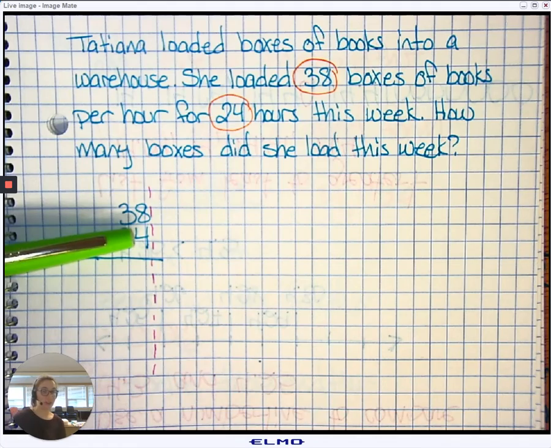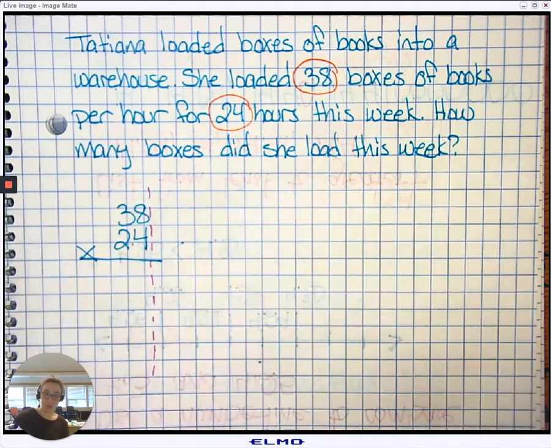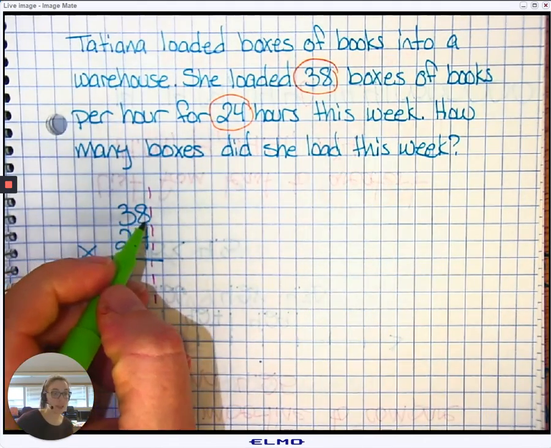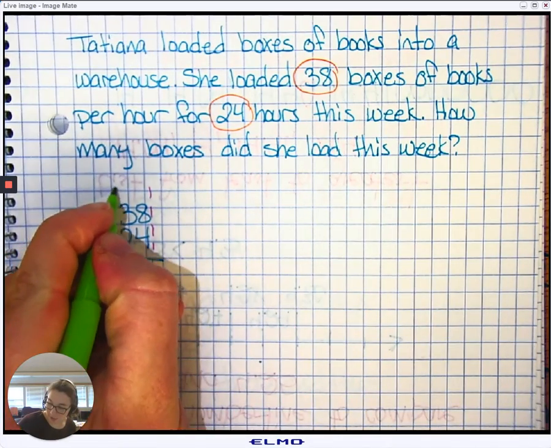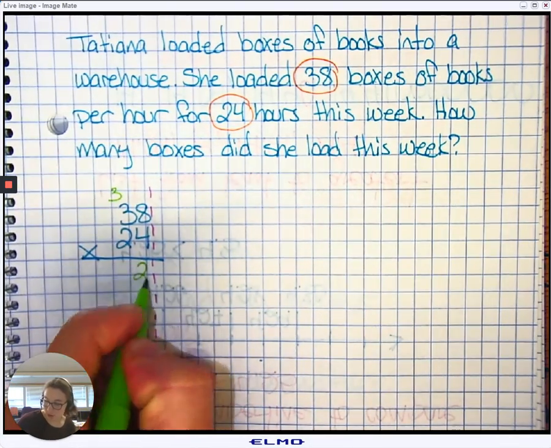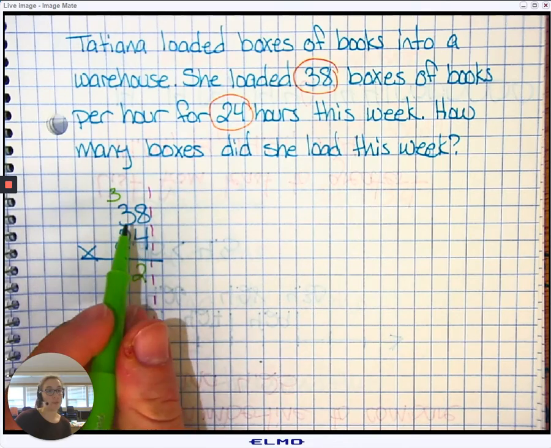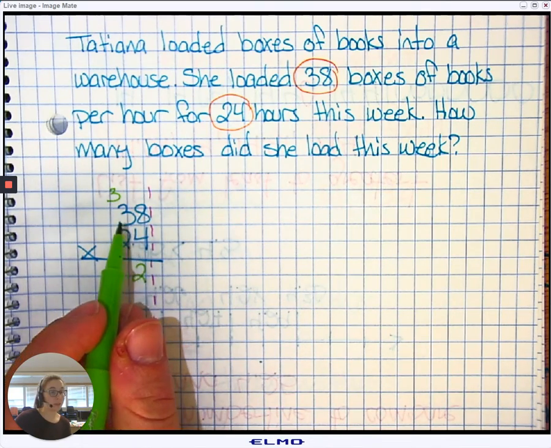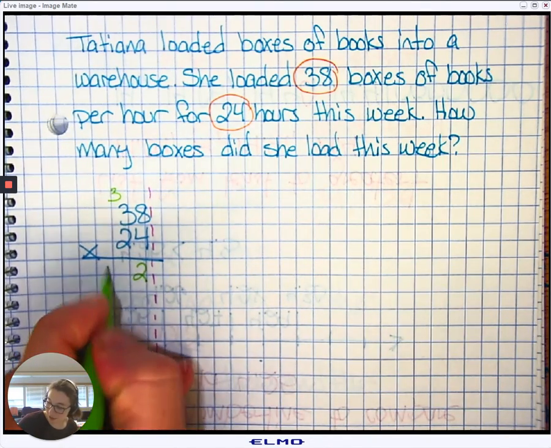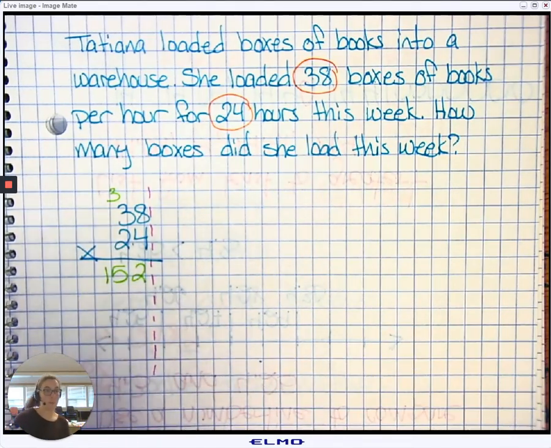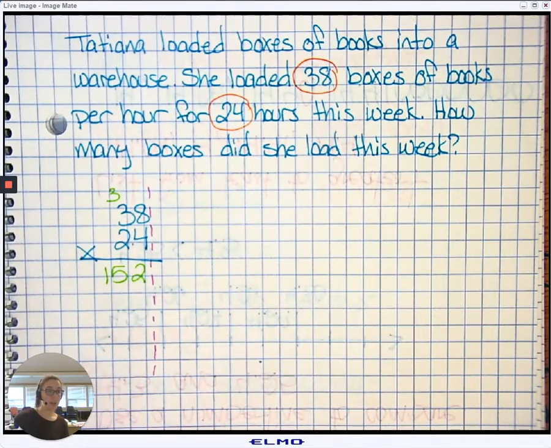Now we just did something very similar, so let's do it again. 4 times 8. 4 times 8 is 32. Carry the 3. 32. 4 times 3 is 12, plus 3 is 15. 15. Booyah. All right. So now I've got 38 times 4, which I've just figured out, is 152.